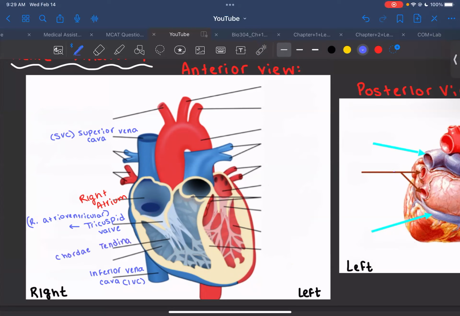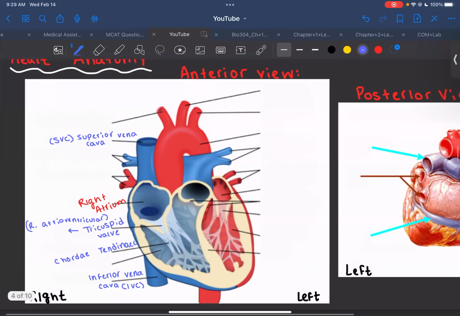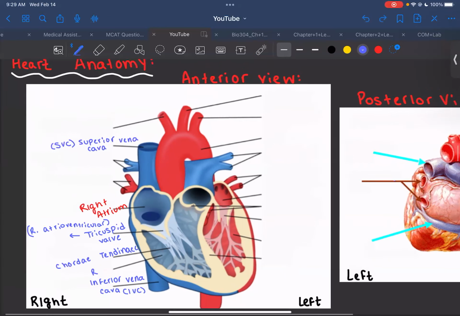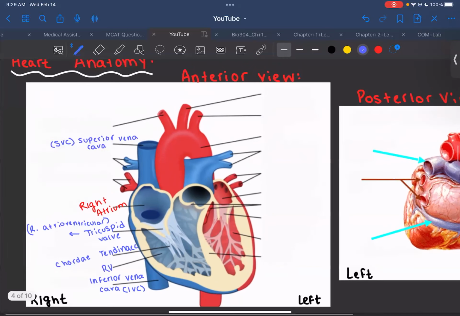Chordae tendineae. Yeah, so that's going to attach to papillary muscle, which is not in here right now, but anyway. So then this space right here, like I said, that's going to be the right ventricle. I'm just going to label it RV. So I'm going to start using abbreviations just to save space, but that's going to be a right ventricle. So, okay, I think that's almost the entire side there.